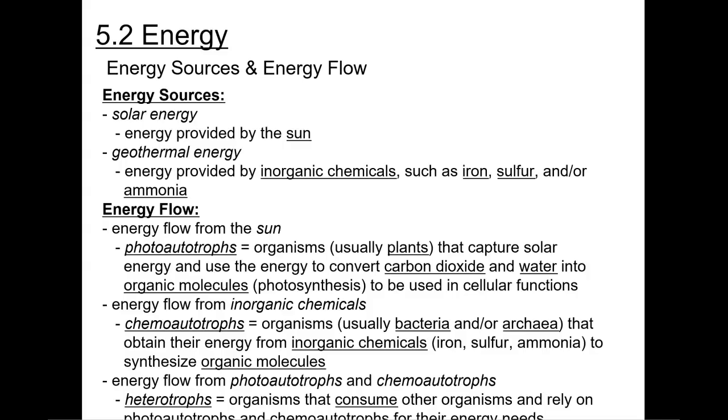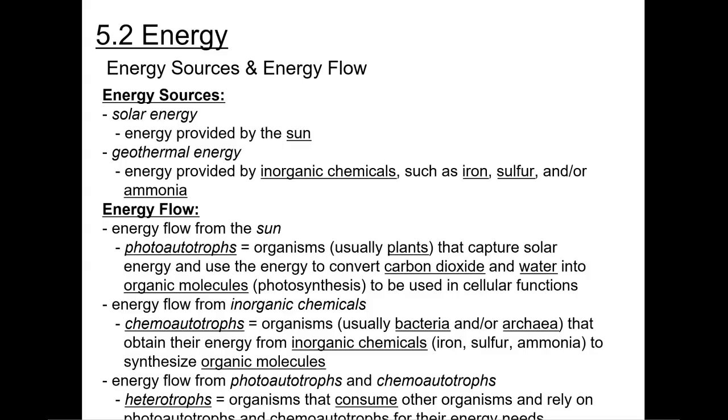So there are different sources that energy can come from. Energy sources and flow are going to be very important. The main source of energy where most food products originate is going to be the sun. So we have solar energy. Geothermal energy is going to be another type of energy that can be used by organisms. That's energy that's provided by inorganic chemicals such as iron, sulfur, and sometimes ammonia. Energy flows from the sun.